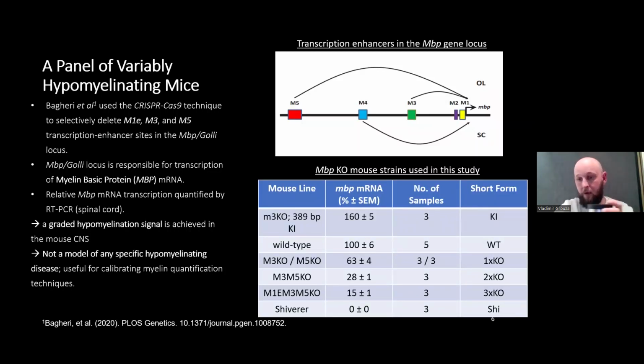So for the purpose of this talk, to keep things short, instead of using these somewhat cumbersome formal genetic names, we'll just call them the knock-in, which is an exuberance of MBP mRNA, wild type, and then single, double, triple knockout, as well as the shiverer, which has a total MBP gene ablation. It's important to note that these mice aren't a model of any specific disease. They are essentially, for our purposes, a very fancy imaging phantom that corresponds to progressive hypomyelination, rather than the toxic demyelination that you can observe in a cuprizone animal instead.